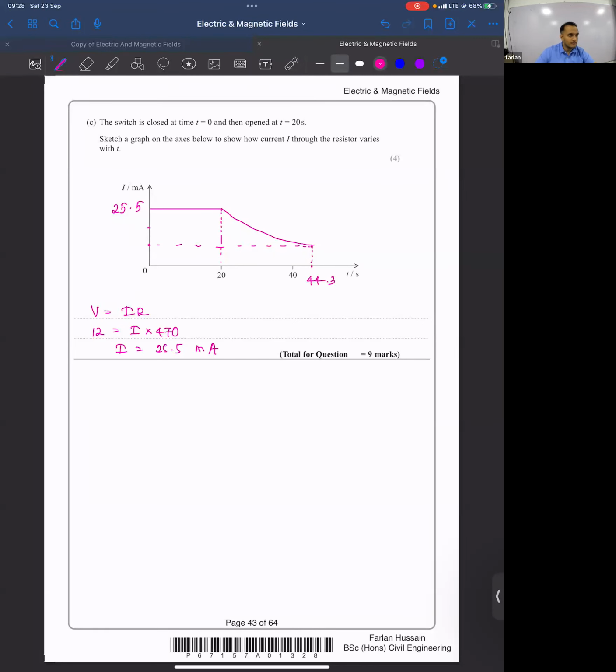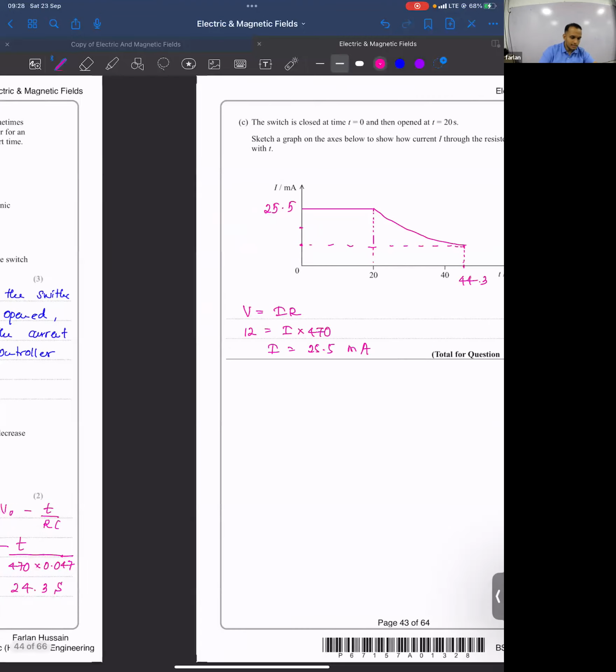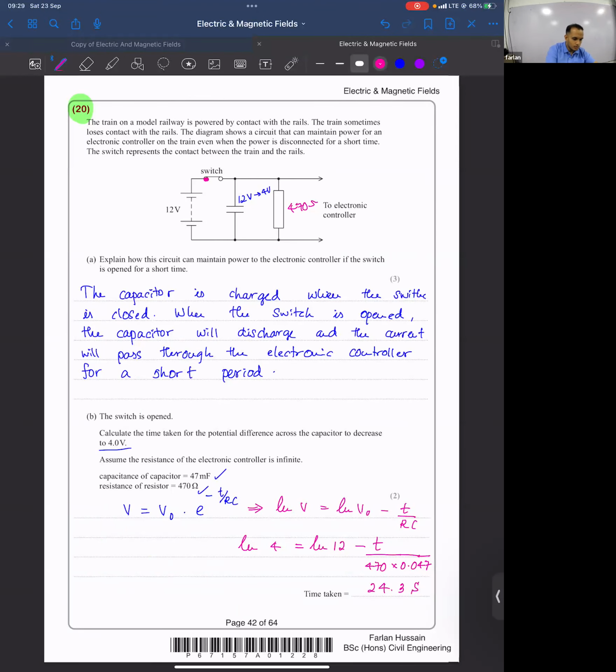Which straight line? The first part. So for the first 20 seconds, the switch is closed. The capacitor is not in the business. Yes, but we are talking about the voltage across this resistor.